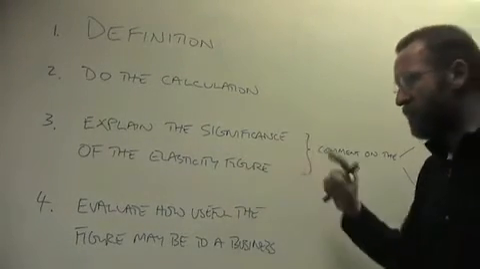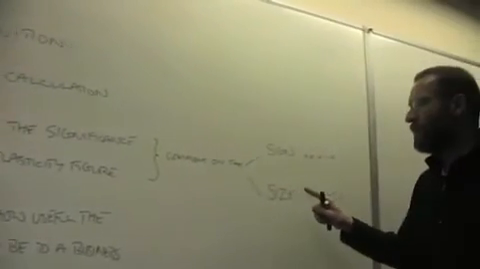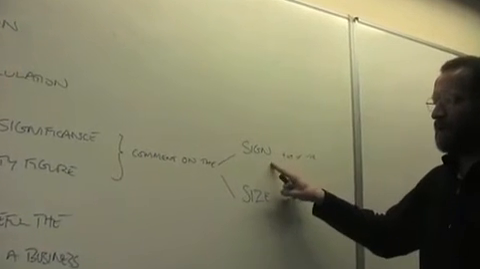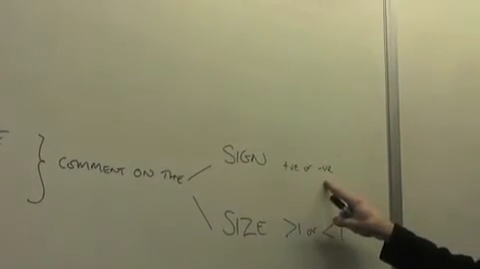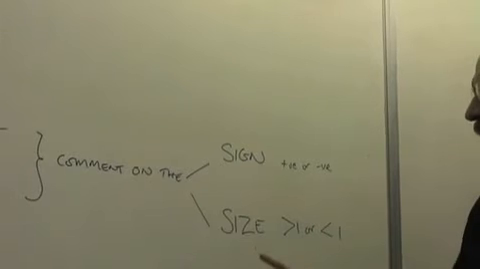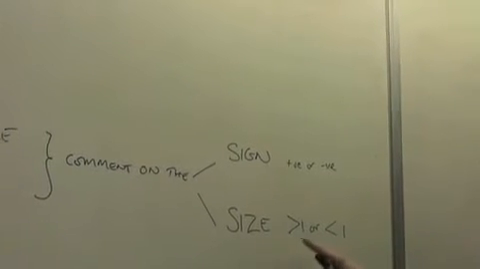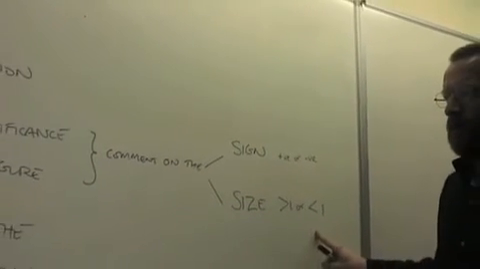And for this, you need to do two things. You need to always comment on the sign. Is it a positive or negative number? And secondly, you need to comment on the size. Is the number greater than 1 or less than 1?